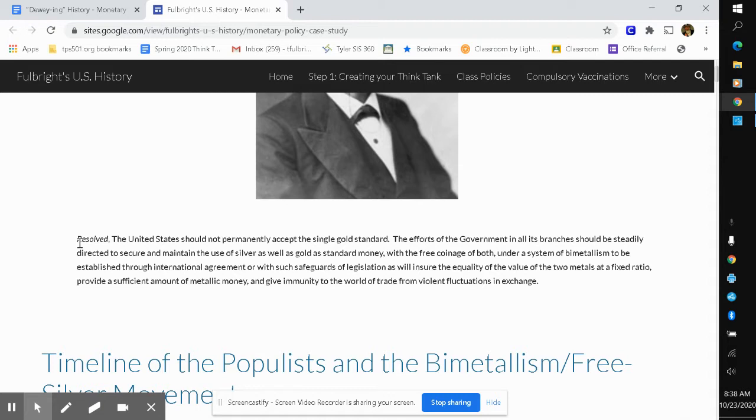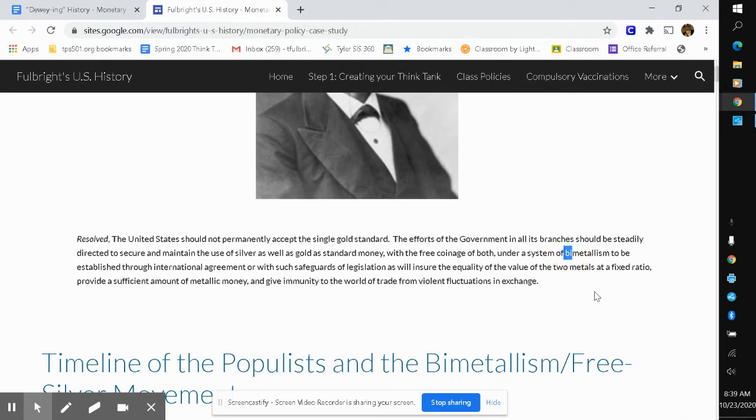Chandler's resolution said, resolved, the United States should not permanently accept the single gold standard. The efforts of the government in all its branches should be steadily directed to secure and maintain the use of silver as well as gold as standard money, with the free coinage of both, under a system of bimetallism to be established through international agreement or with such safeguards of legislation as will ensure the equality of the value of the two metals at a fixed ratio, provide a sufficient amount of metallic money, and give immunity to the world of trade from violent fluctuations in exchange.